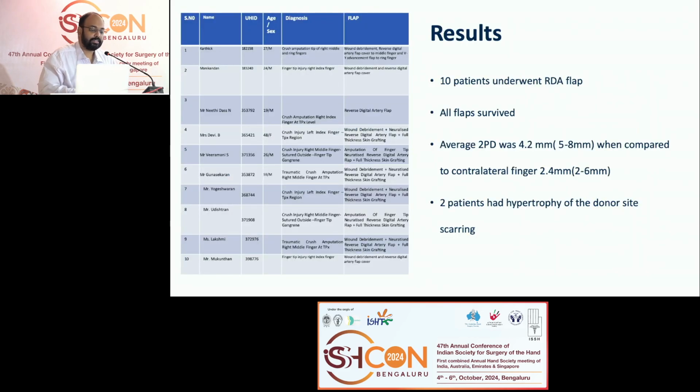In our series, we had 10 patients who underwent the RDA flap. All flaps survived without any partial or complete loss. On long-term follow-up, the average 2-point discrimination was 4.2 mm with a range of 5 to 8 mm, when compared to the contralateral finger, which is 2.4 with a range of around 2 to 6. 2 patients had minimal hypertrophy of the donor site, without any contractures.